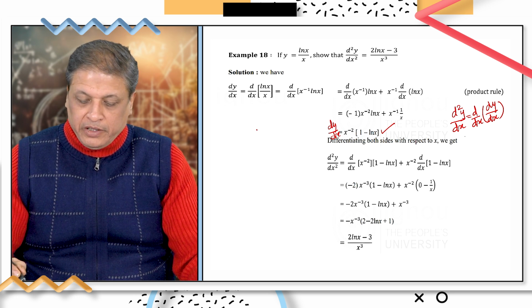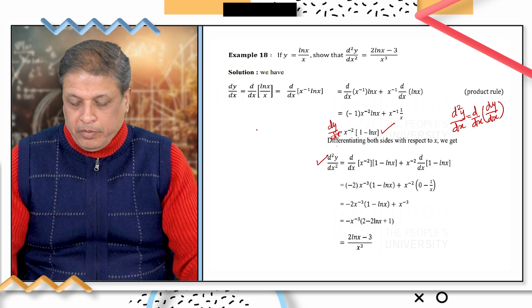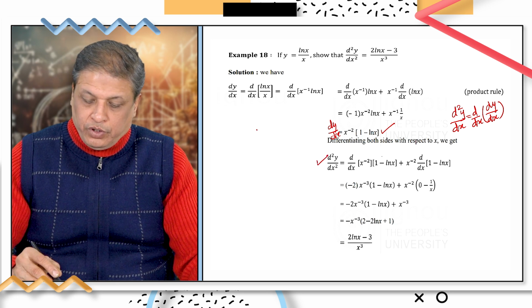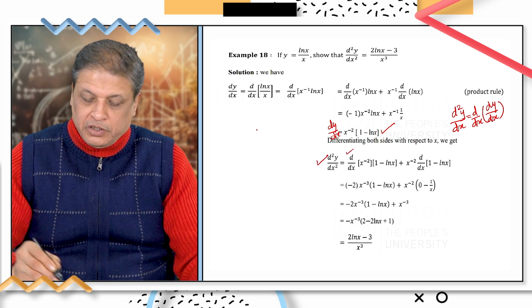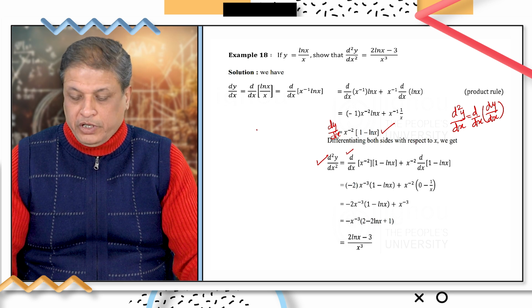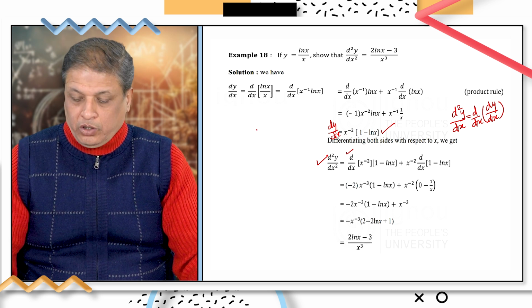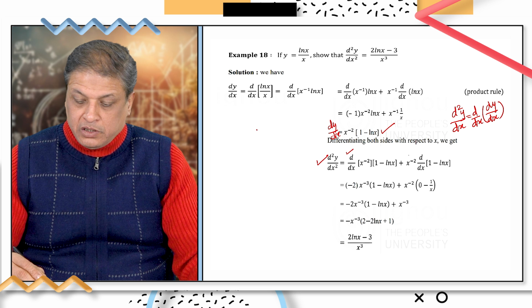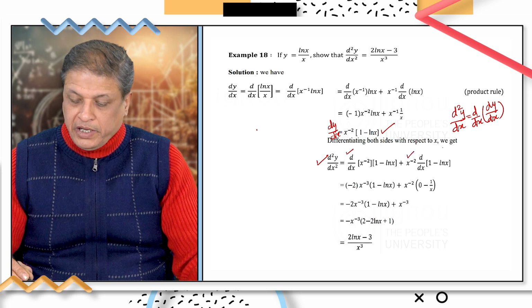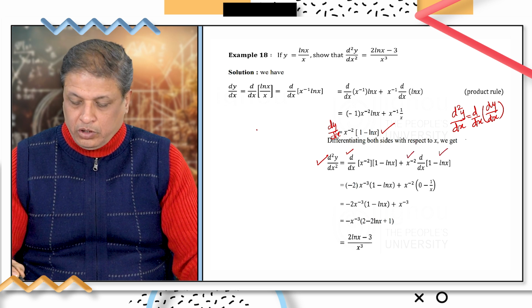So, again, to find d2y by dx square we are supposed to apply the product rule. That means d/dx of x to the power minus 2 into 1 minus natural logarithm of x, plus x to the power minus 2 into d/dx of 1 minus natural logarithm of x.